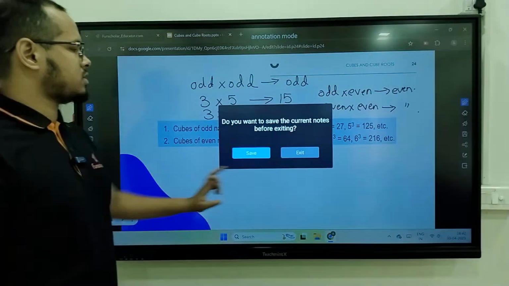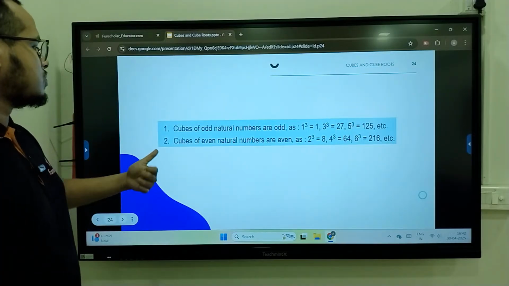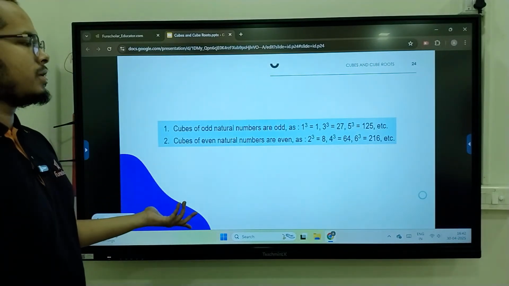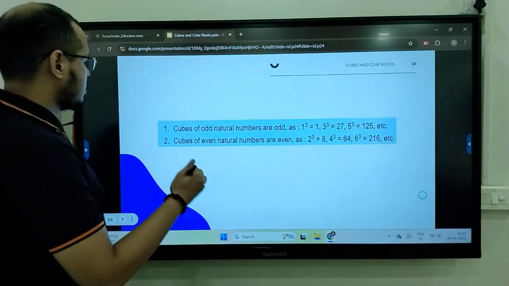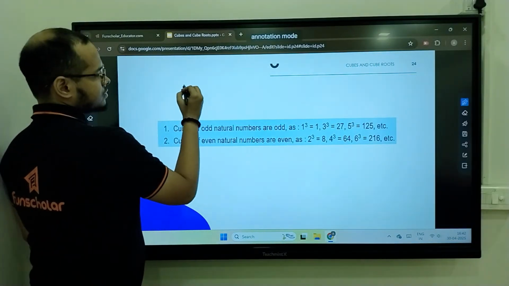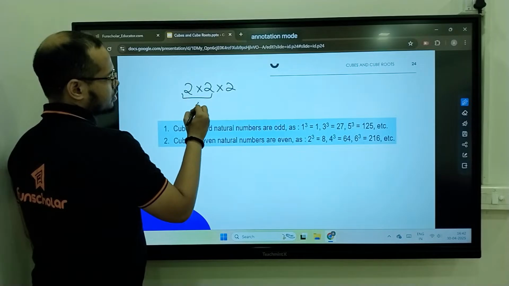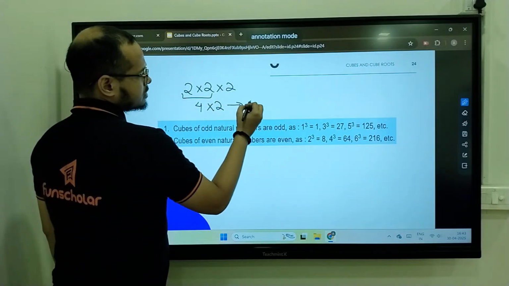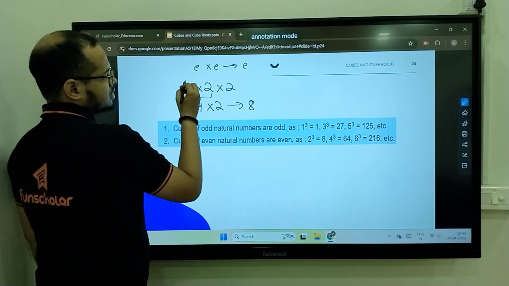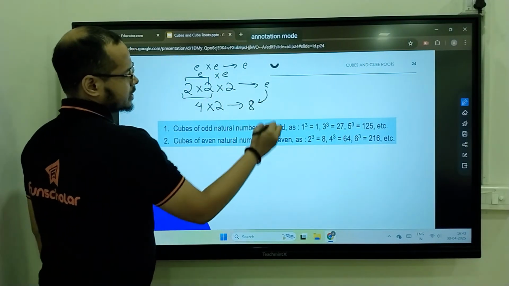Okay, I think this is very practical, you can try it with any numbers you want to multiply. So cubes of even natural numbers are going to be even. That's it. Why? Let me show you. If I take 2 into 2 into 2. Okay, 2 into 2 is 4, 4 into 2 is 8. As I've already stated, even into even will give us even only, right? So both are even, so even into even again will give us even. This is 8.